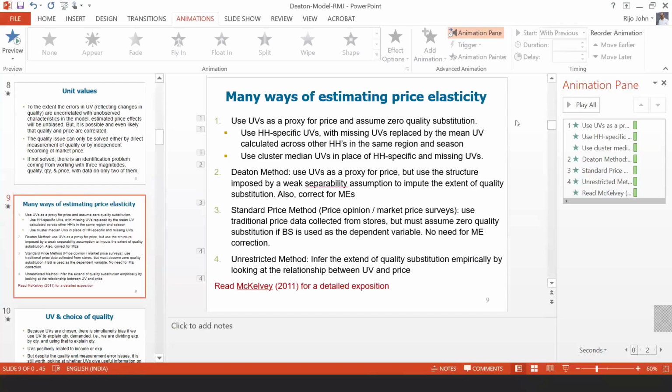So for one to be able to do this kind of thing, while collecting household expenditure surveys, one has to also collect data on retail prices from the same location, so that one can estimate the relationship between both. However, I have listed a paper here by McKelvey. I have given the full reference at the end of the slide, on the last page.